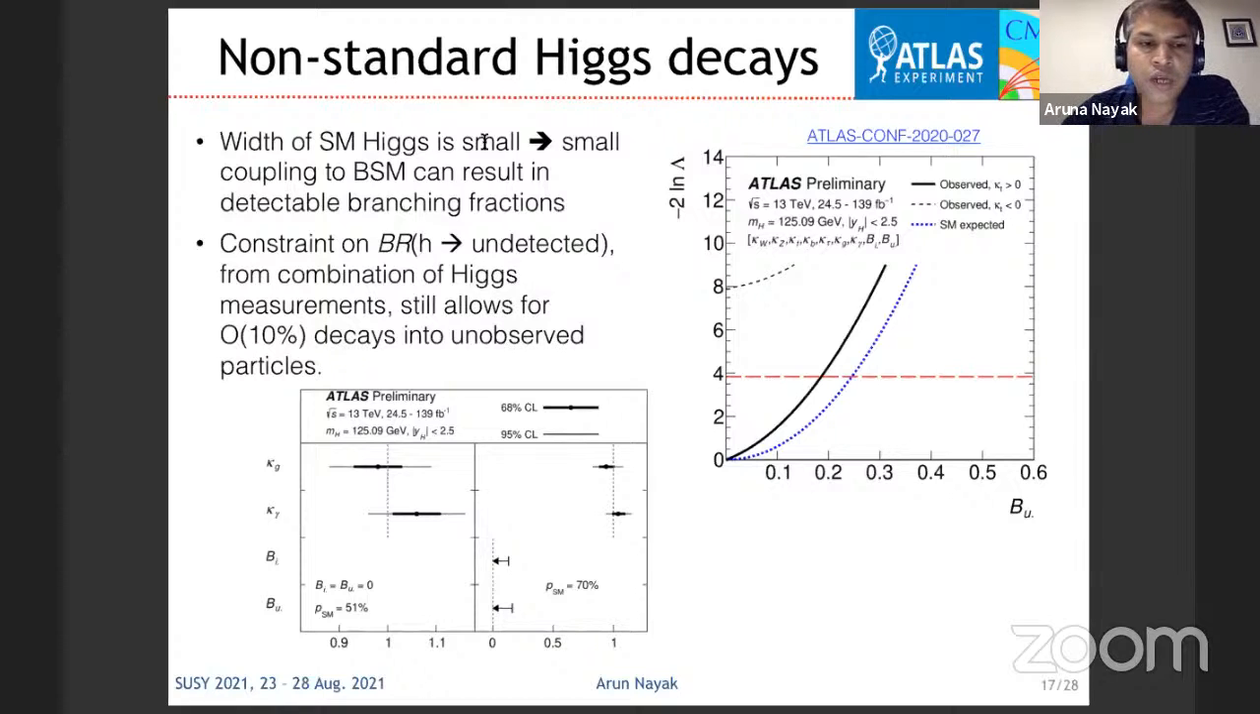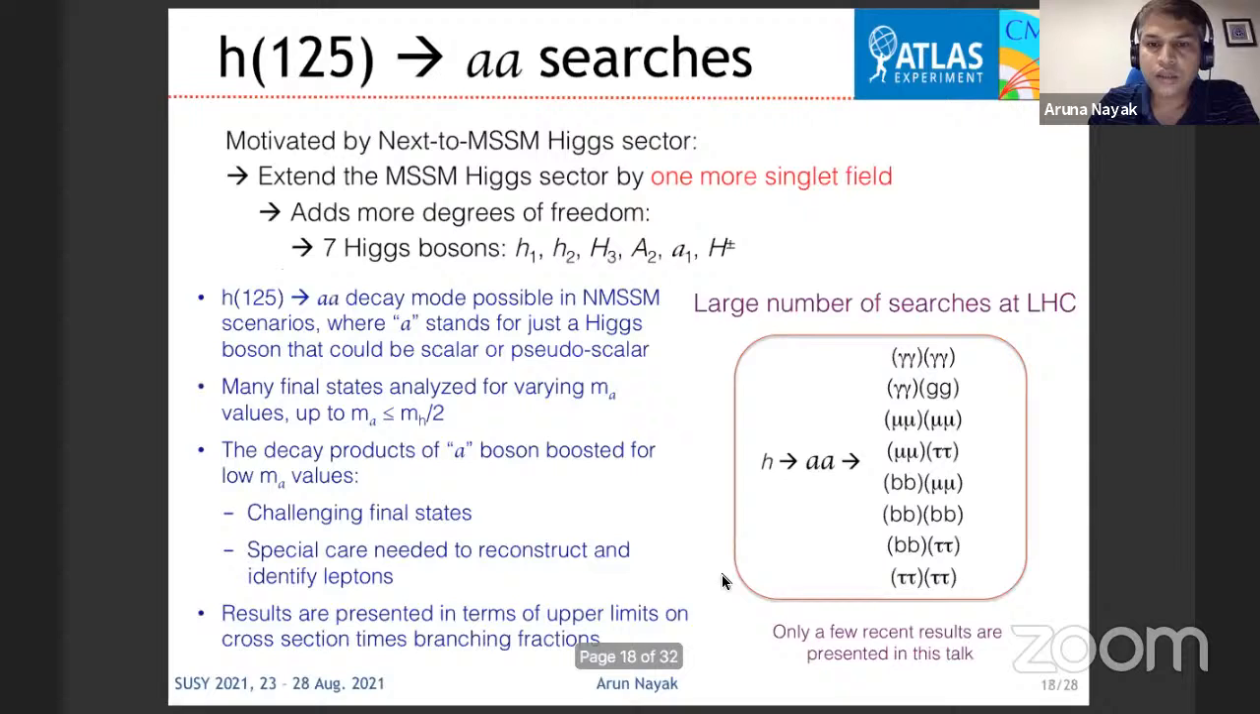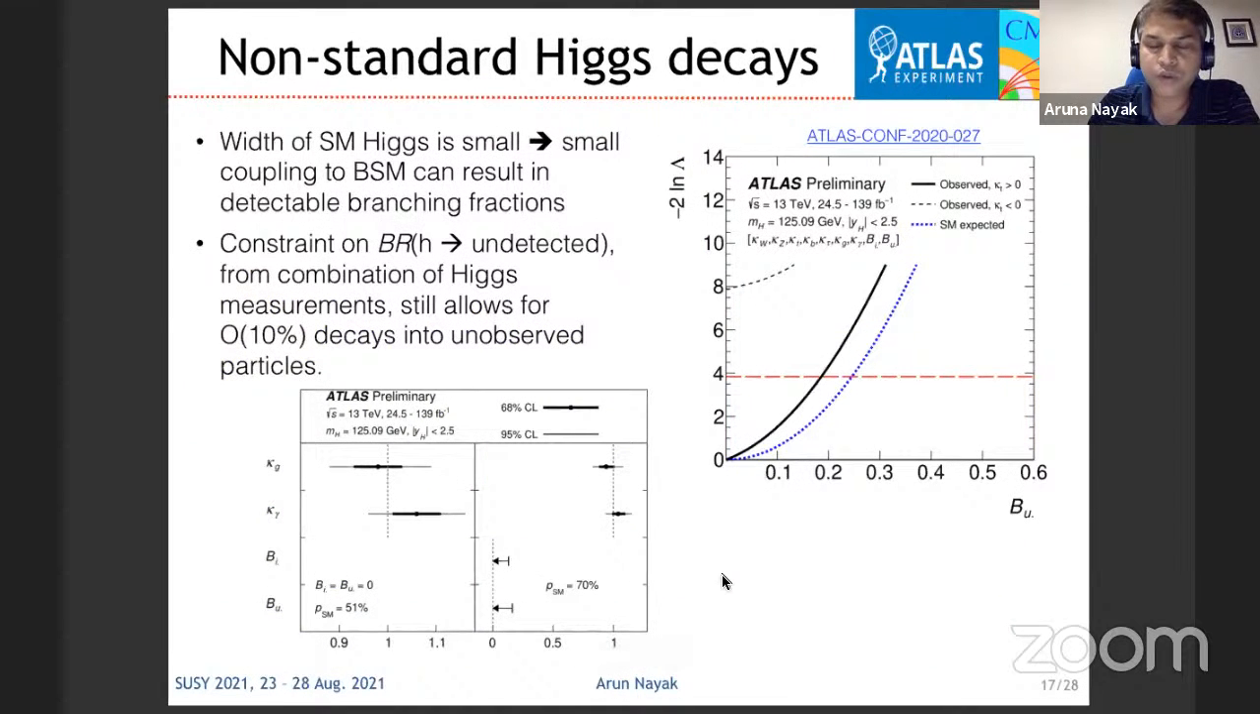And with the current combination of Higgs boson measurements, it still allows order of 10% decays into undetected particles, as you can see here. This is with both invisible and undetected set to 0, and when you allow them to float, their value is of order 10%. So we expect there can be some non-standard decays of the Higgs boson.